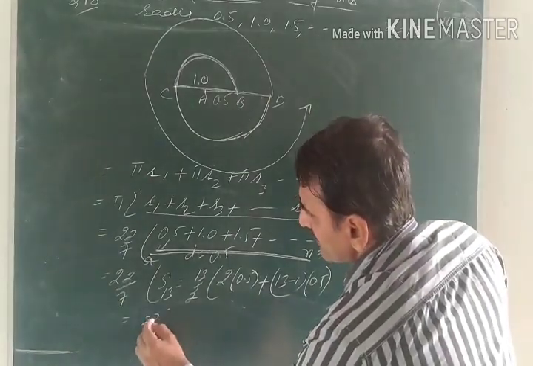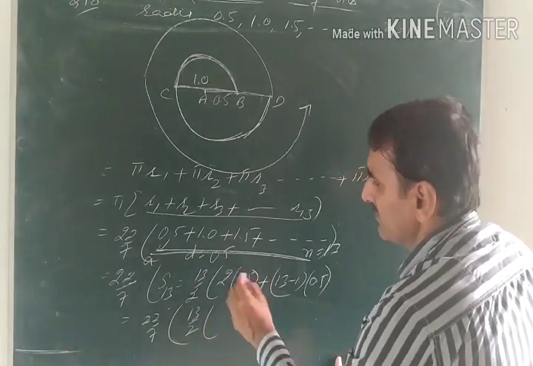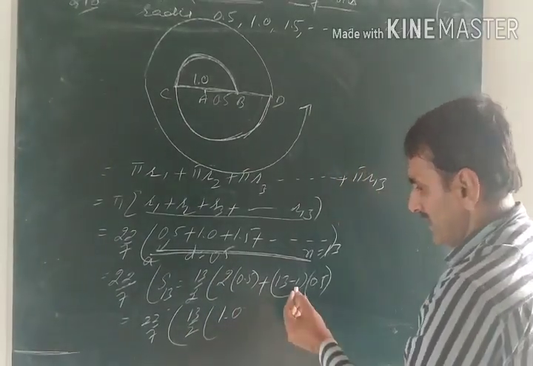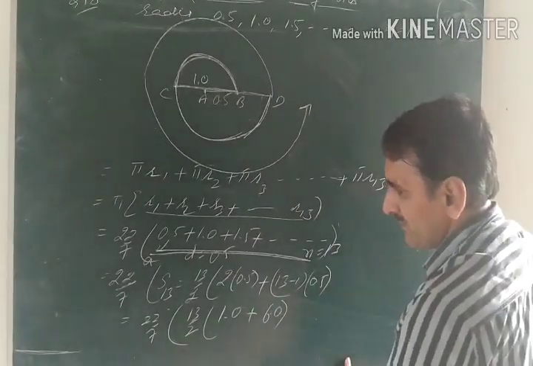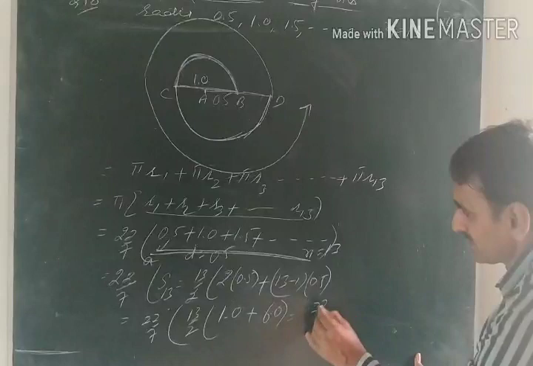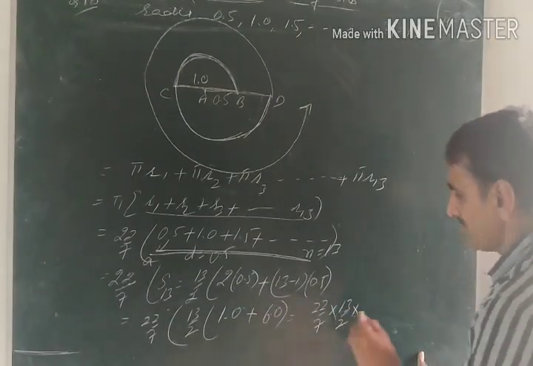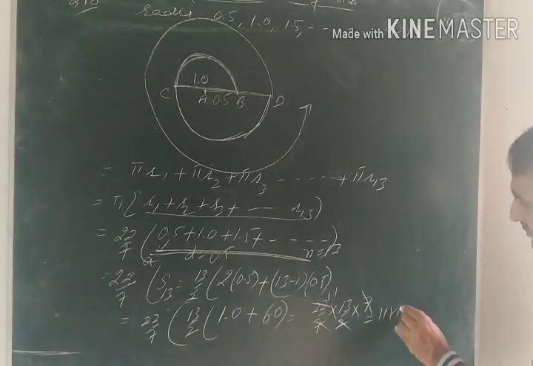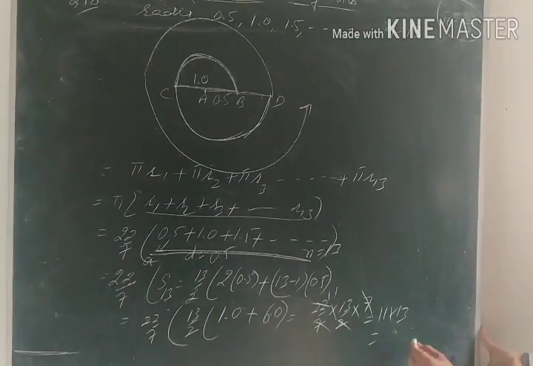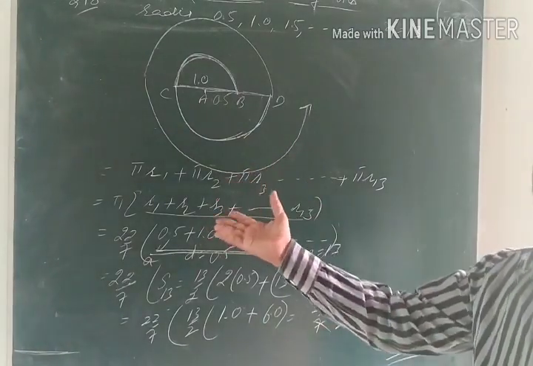So apply here 22 by 7 into 13 by 2 into 1.0 plus 12 times 0.5, which is 6.0. And again we get 22 by 7 into 13 by 2 into 6 plus 1, which is 7. 7 is cancelled, 2 is cancelled by 22 giving 11. Then 11 into 13. What do we get? 13 ones are 13, 1 carry, 13 ones are 13, plus 1, 14, giving 143. This is in centimeters, the length of the spiral in the question.